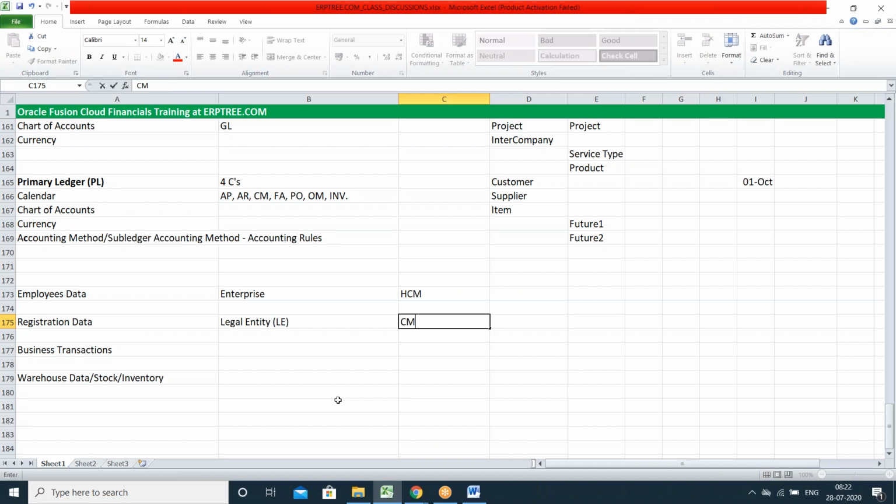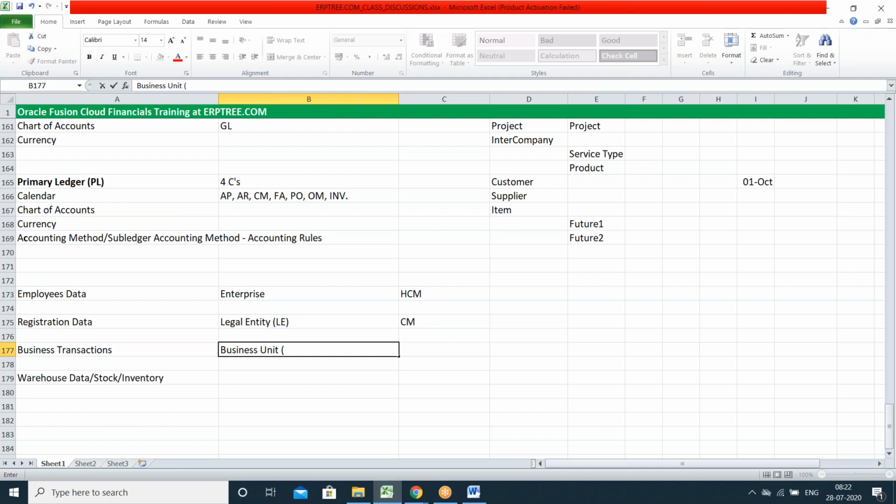In cash management, we maintain the bank accounts and all. The bank accounts and all are owned by which company? The company with which you have a registration, your registered company, is nothing but the legal entity. And if you want to record the business transactions in the system, you have to create the environment called business unit.